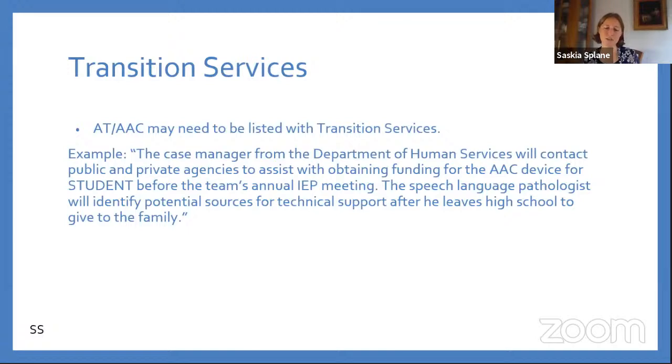Transition services. So AT can be listed with transition services. The best example I can think of for this is if you have a student who is about to graduate and they and their family need to know who to go to for assistive technology services after they're not with the school system anymore, right? They need to find, you know, those funding services. They need to find technical support. They need to know what's out there so that, you know, when they're an adult, they don't just lose service supports in that regard.